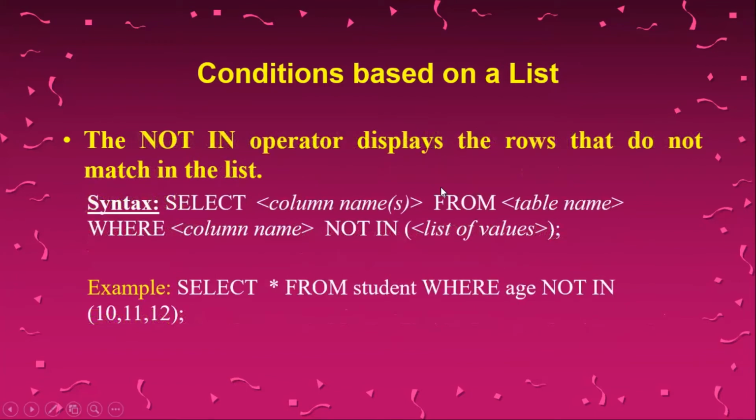The NOT IN operator will display the rows that are not specified in the list. For that, what is the syntax? SELECT column names FROM table name WHERE column name NOT IN the list of values. Suppose I want to display the students whose ages are not 10, 11 and 12. What will we do? SELECT * FROM student WHERE age NOT IN (10, 11, 12). Don't forget the semicolon at the end.